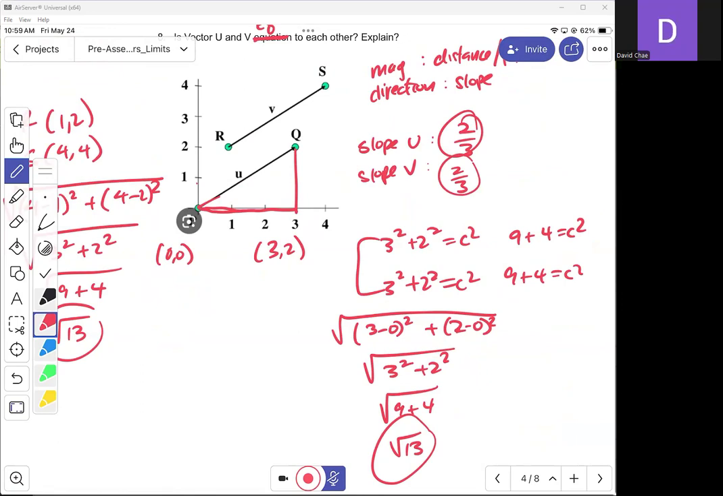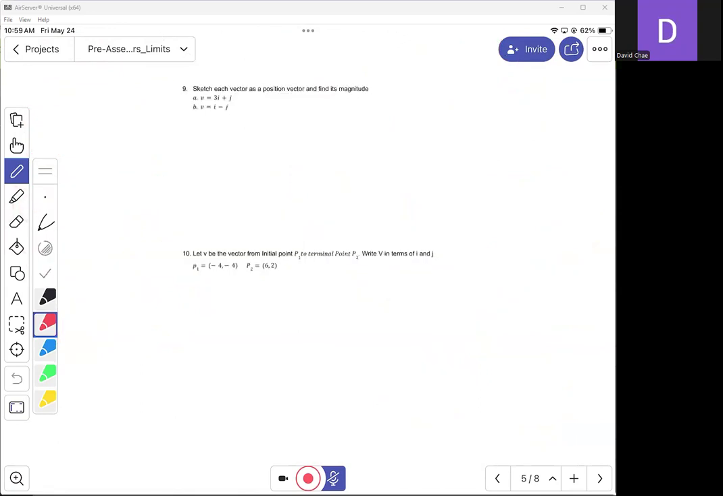Number 9. Make sure I do this correctly. I'm hoping that these are really easy. You're just going 3 to the right, 1, 2, 3, and up 1, and you're just drawing this arrow right here. That's all you're doing. Because remember, the i represents the x-axis, the j represents the y-axis. The numbers in front are the coordinates. So if you put it in component form, it's 3, 1.